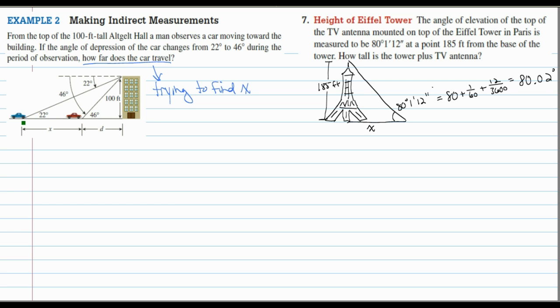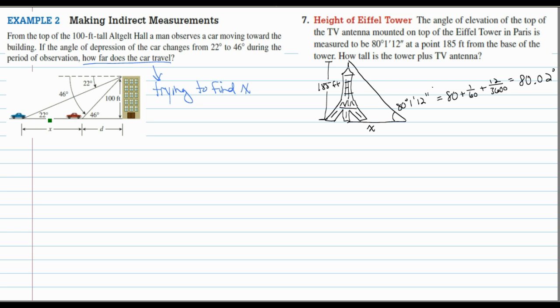Anyway, a man observes a car moving toward the building. So this car is moving towards the building. The blue car is the first position, and then the red car is the second position. If the angle of depression of the car changes from 22 degrees to 46 degrees during the period of observation, how far does the car travel?